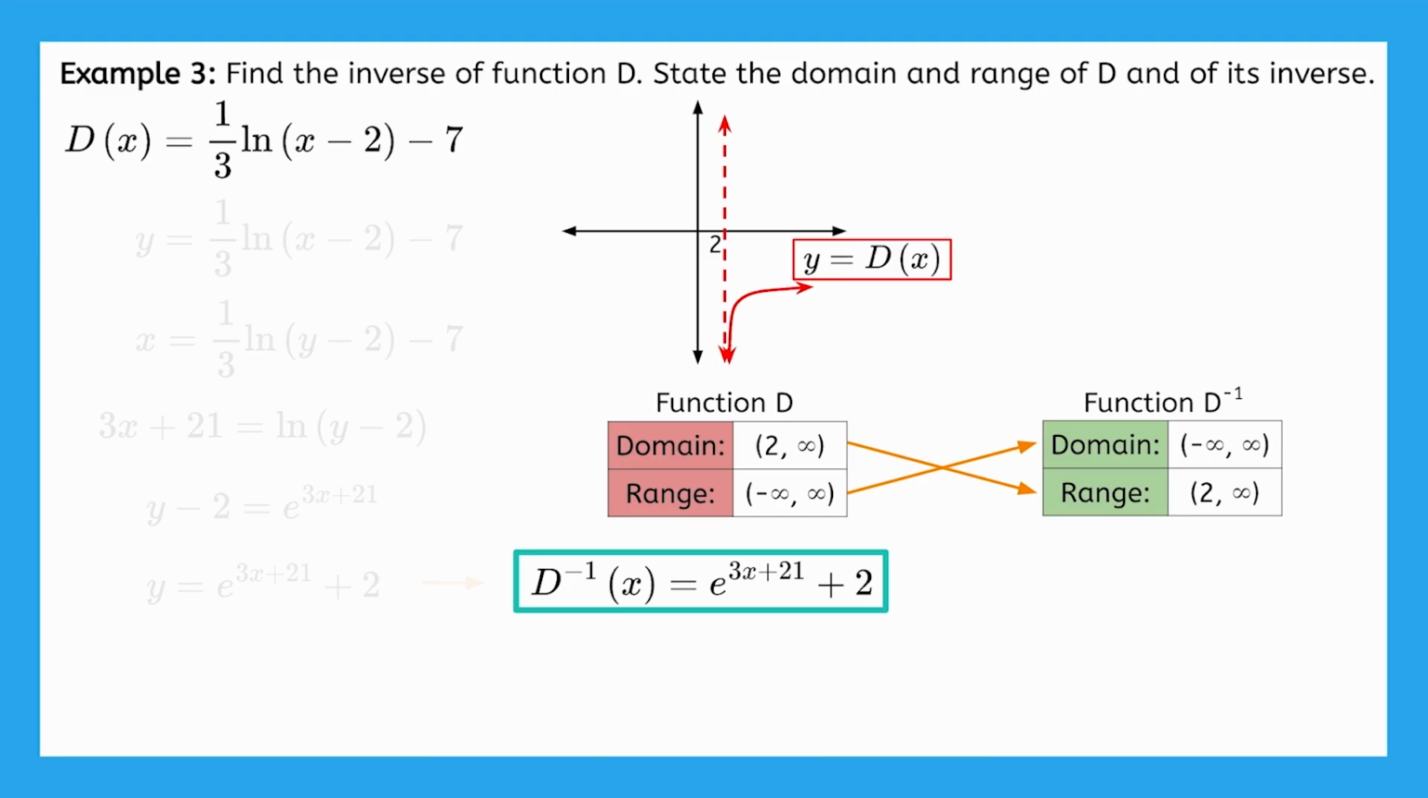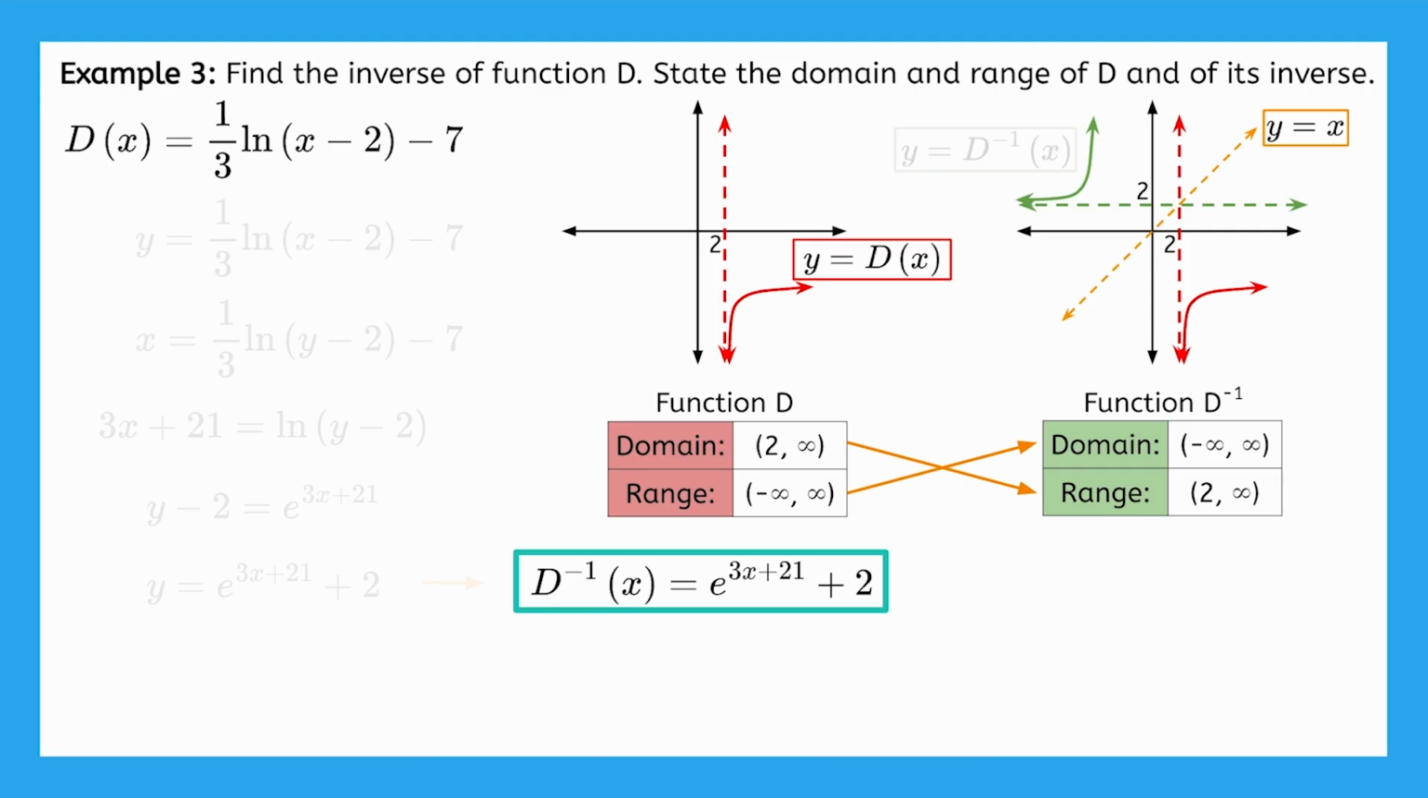To confirm graphically, we can sketch the graph of d inverse by reflecting the graph of d over the line y equals x, which shows that the inverse is an exponential growth function with a horizontal asymptote at y equals 2.